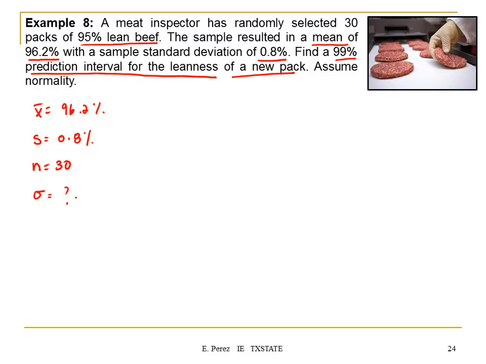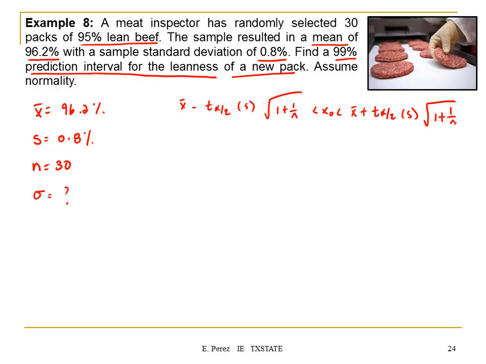So we need to find this 99% confidence interval. We can do x bar minus t alpha half times s times the square root of 1 plus 1 over n, less than x0, less than x bar plus t alpha half times s times the square root of 1 plus 1 over n.